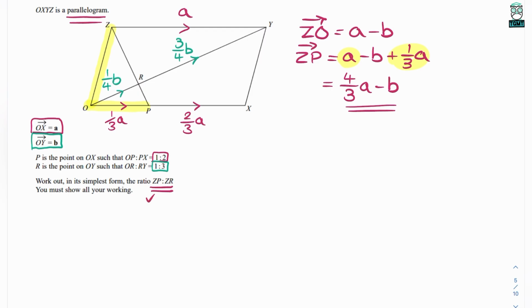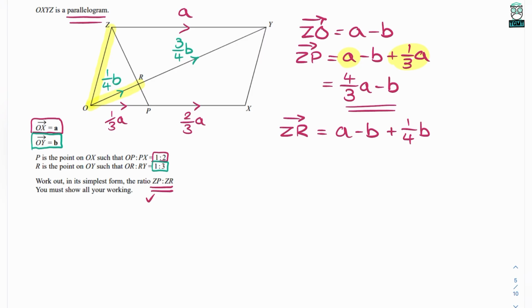So now we define the vector z to r. So to get from z to r, very similar to how we got from z to p, I'd still go from z to o, and then I'd go up from z to r. So that one there, again, you could break this down as z to o first. I already know what z to o is, so I'm just going to write z to r. So z to r is that original vector a minus b, and then we're going to add on to that a quarter b. So a quarter b gets us that last little bit from o to r.